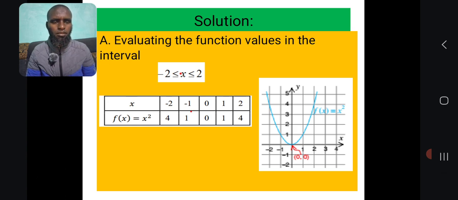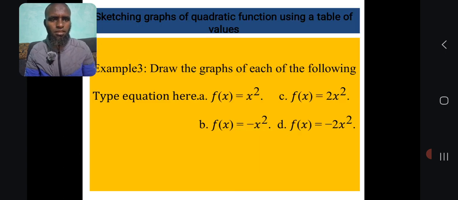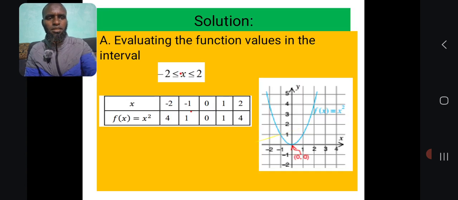At the same time, the graphs of the given three examples, b, c, and d, have the same shapes, but what is different here is the value of a.